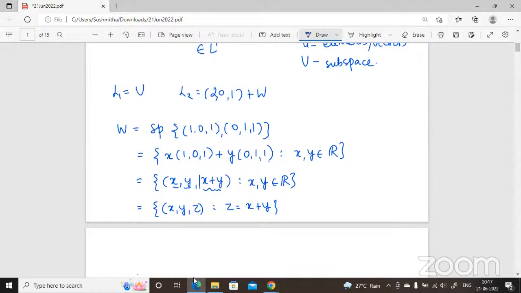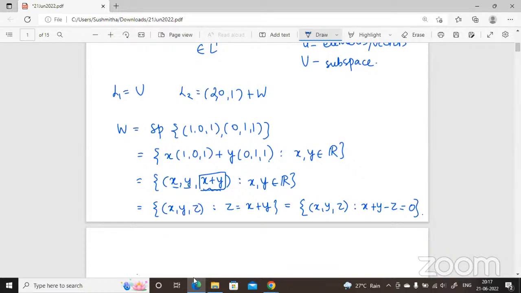But based on x and y, the third component is varying. The third component is dependent on the first and second component. So I can write it as (x, y, z) such that z is equal to x plus y, that is, x plus y minus z is equal to 0. This is my W.